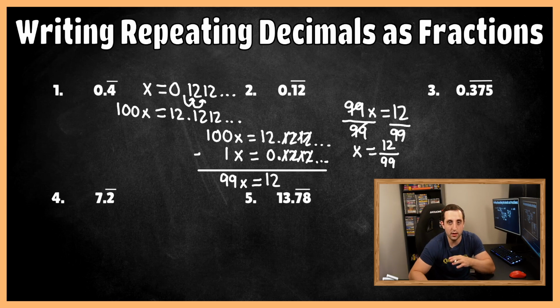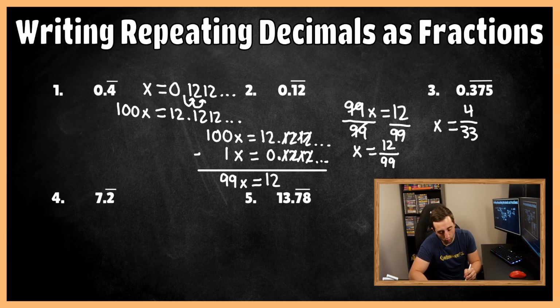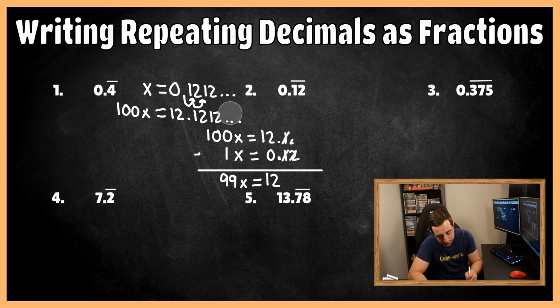Now, this can be simplified a little bit. 12 and 99 are both divisible by 3. So if we go ahead and divide the top and bottom by 3, we end up getting x is equal to 4 33rds for number 2. So let's go ahead and erase this. That way we have space for the third one.